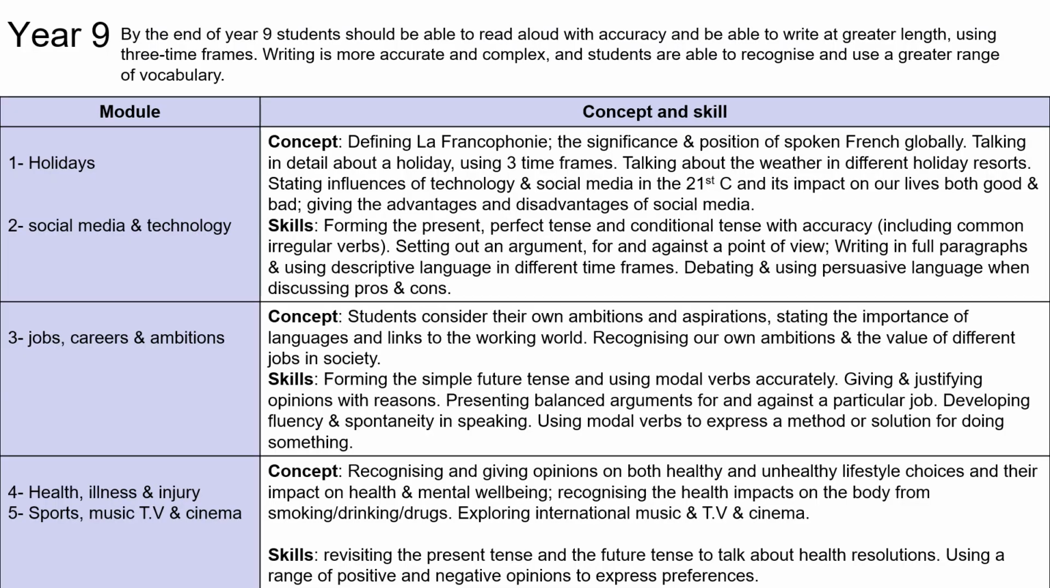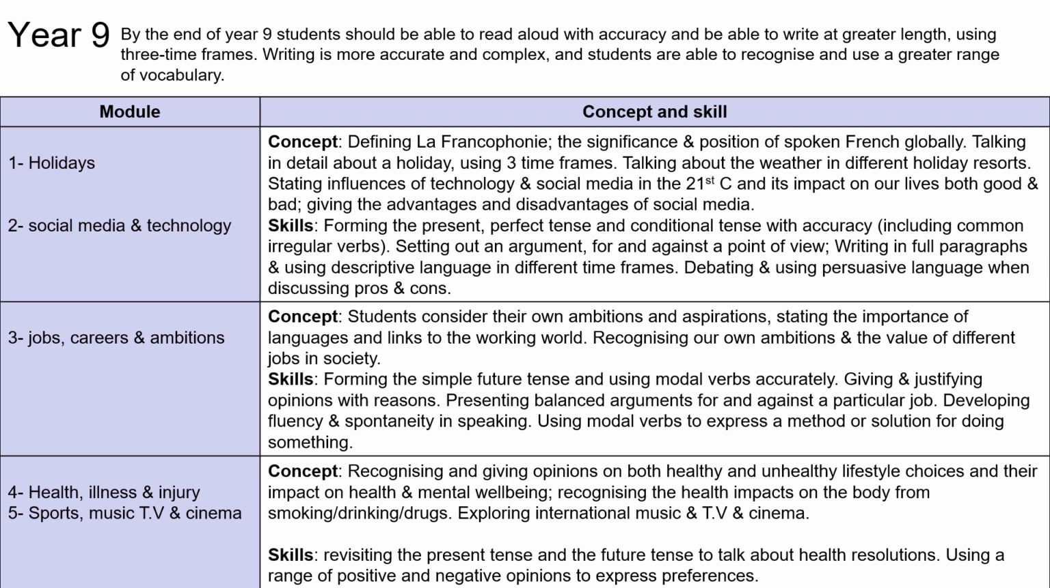By the end of Year 9, students should be able to read aloud with accuracy, having applied their knowledge and understanding of phonics that they first encountered in Year 7. They are beginning to be able to write at greater length, using 3 time frames and a number of complex structures. Writing is more accurate and complex and includes things such as negatives, comparatives, and students are able to recognise and use a greater range of vocabulary.